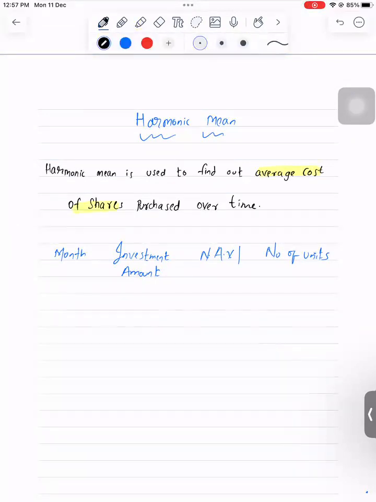Let's say you are doing a SIP, systematic investment plan, every month: Jan, Feb, March. Let's say we are investing 1,000 rupees every month. So we are investing a fixed amount every month, but the net asset value, NAV, will be different for every month. Let's say the January NAV is 10.